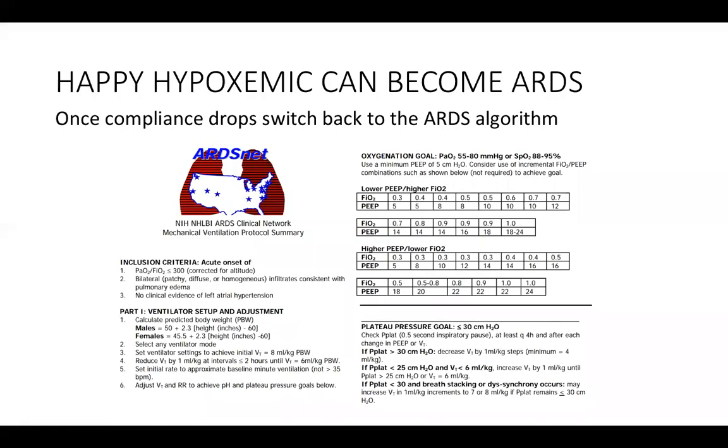So the problem with this phenotype of the happy hypoxemic ARDS patient is that sometimes the patient switches category and goes into another phenotype. So that's why we ask our residents and ourselves to check the plateau pressure every day. And if the lung becomes less compliant, then you should switch to the ARDSNet algorithm.